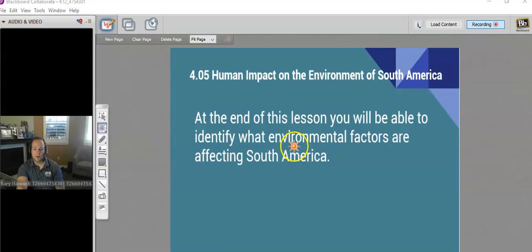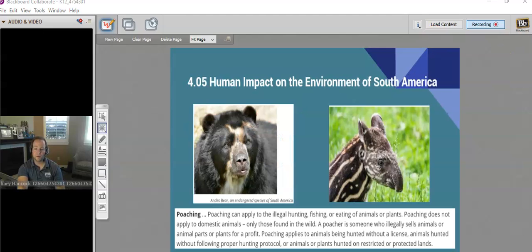All right, this is what I want you to know by the end of this lesson. At the end of this portion, the human impact on South America, you'll be able to identify what environmental factors are affecting South America. We're going to go over those right now. The first one is poaching. Everybody like these pictures? I know these are cool animals.